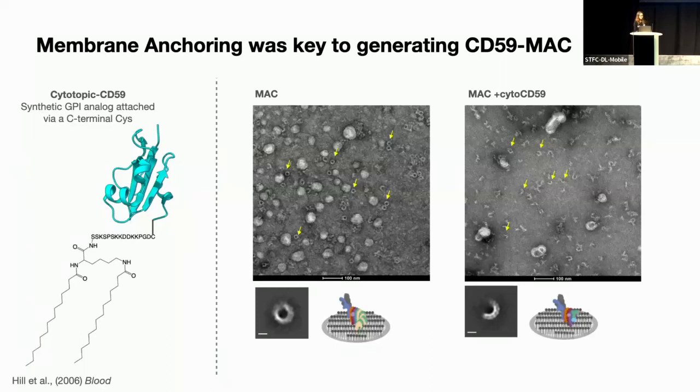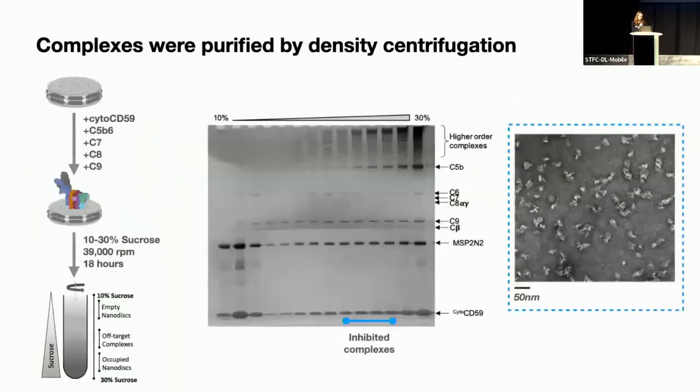Once we'd found this method that was helping us to capture inhibited complexes, we moved to try to purify these and use them for cryo-EM. To do this, we used empty nanodiscs as a scaffold, and by mixing together all of the soluble proteins that make up the complex and our nanodisc, we could back react them together to form our inhibited MAC structure.